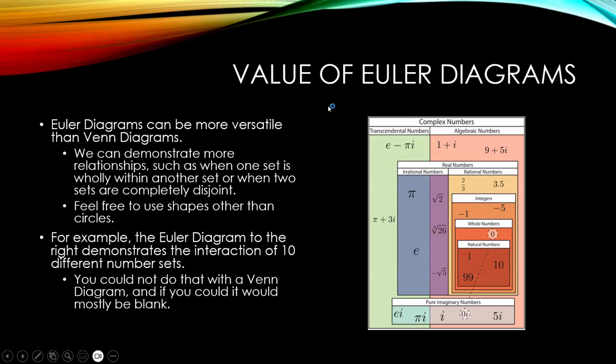The value of an Euler diagram? Well, Euler diagrams can be more versatile than Venn diagrams. We can demonstrate more relationships, such as when one set is wholly within another set, or when two sets are completely disjoint. You can also feel a little bit freer to use shapes other than circles. For example, the Euler diagram here is demonstrating 10 different number sets and how they are related to one another. You could not do that with a standard Venn diagram.